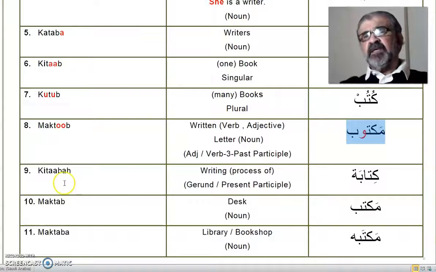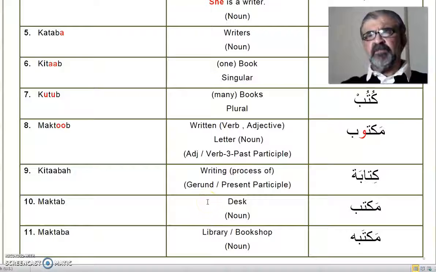Okay, now, kitaba, number 9. Kitaba, the writing, the process of writing, which in this case could be a gerund in English, or the present participle. When I say I'm writing a sentence, here it's the present participle of the verb write, using it in the present continuous. I was writing, I will be writing, I have been writing. All these are continuous forms, still using the same word writing.